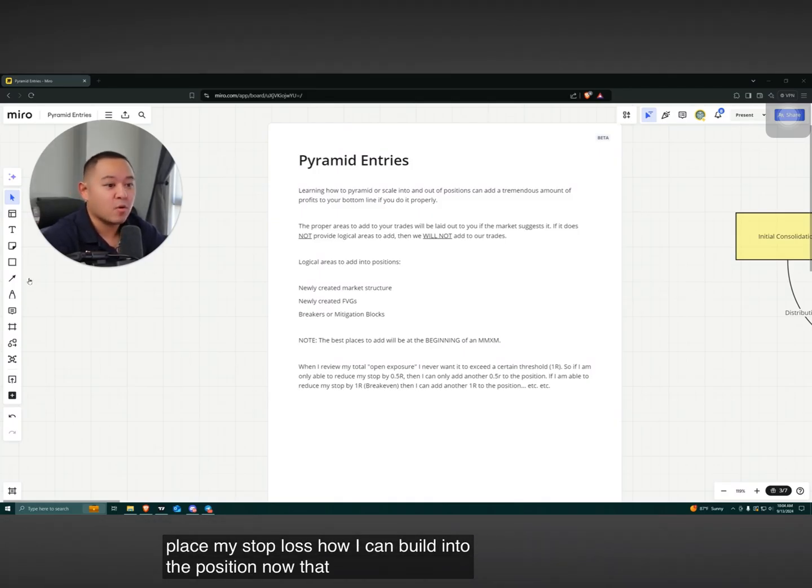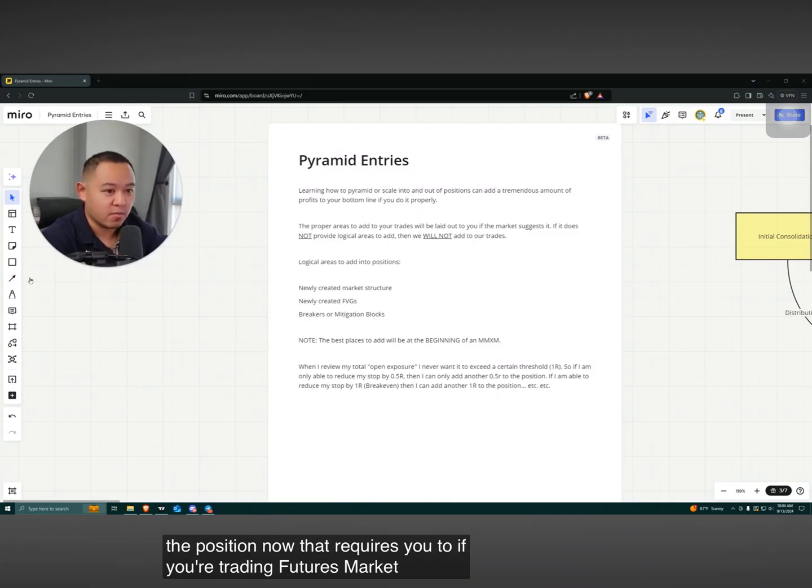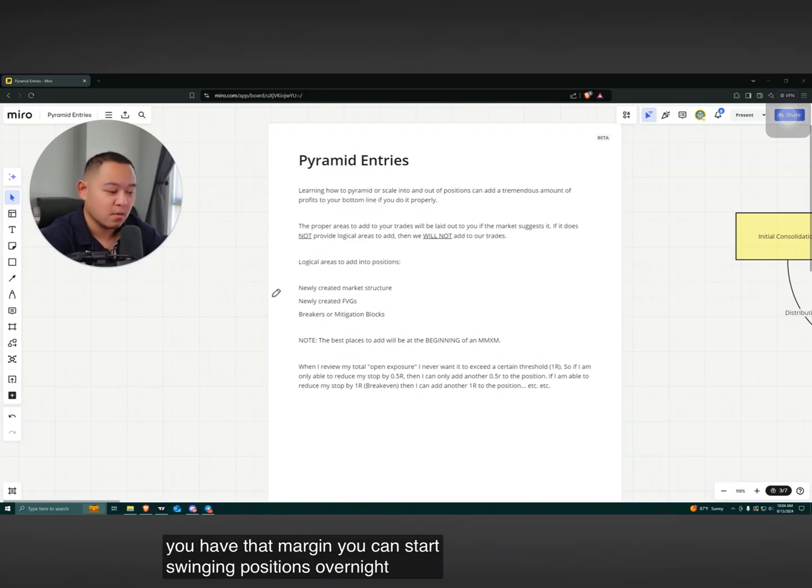Now, that requires you to, if you're trading futures market, right, you have to hold overnight. Futures prop firms don't let you do it, but if you're trading a personal account, as long as you have that margin, you can start swinging positions overnight. All right.